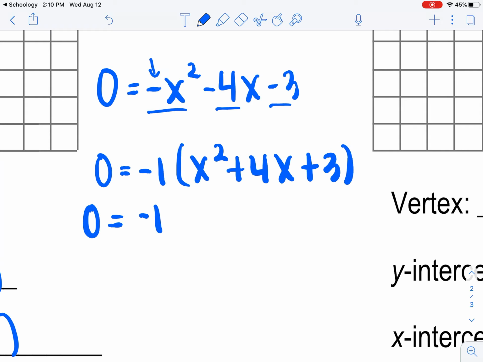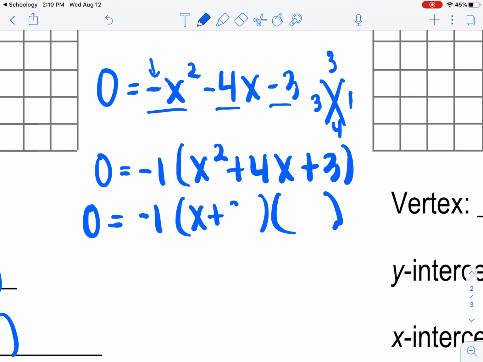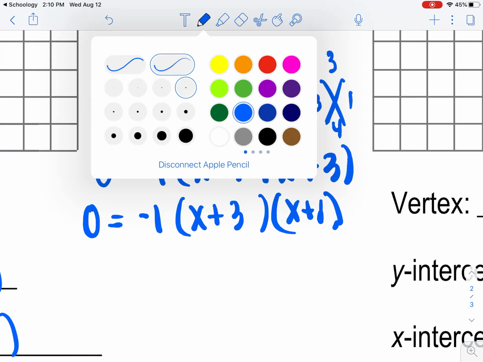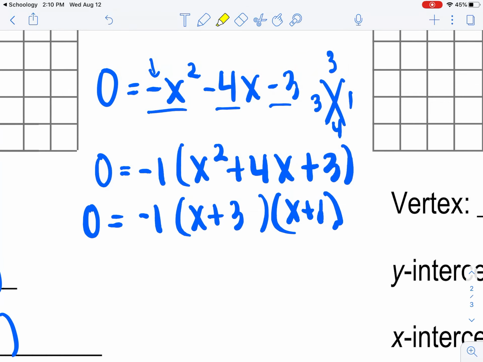All right, now I'm going to look and see what's left behind. Is that factorable? The answer is yes. Two numbers that multiply to give you 3 and add to give you 4 are 3 and 1. So x plus 3, x plus 1. Set each factor equal to 0 and solve. So how many factors do I have? 1, 2, 3.